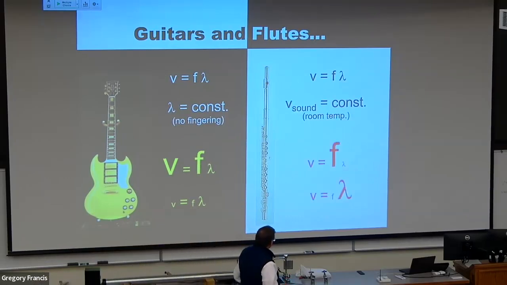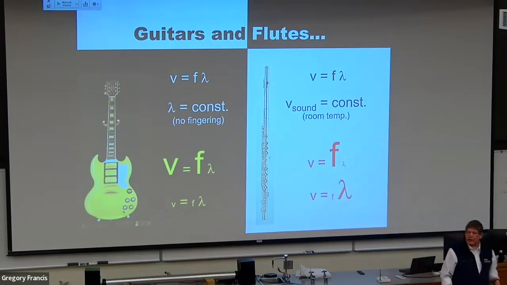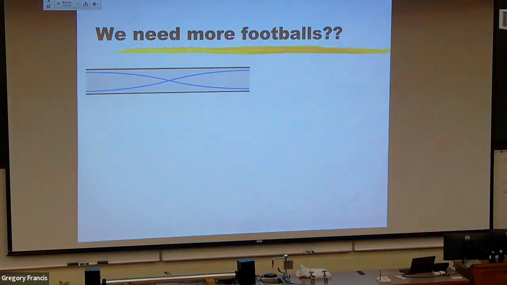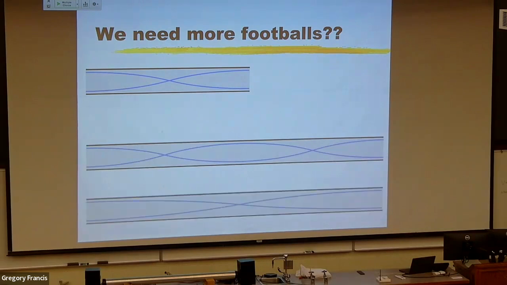So that means that in order to change the frequency, to tune it, I've got to change the wavelength. And to change the wavelength, I've got to change the length of the tube. Now the question is, what am I doing when I change that length of the tube? Am I changing it so that I can fit more footballs or that I can fit different footballs in there? Talk to your neighbor. Which is it? Do I want more footballs or different footballs?